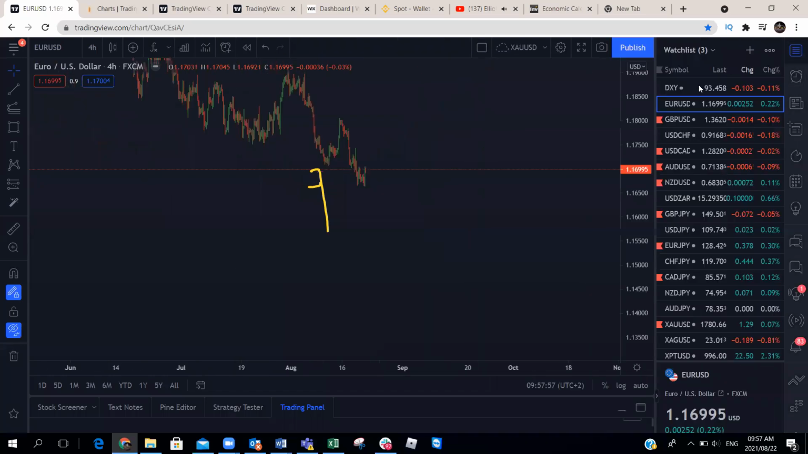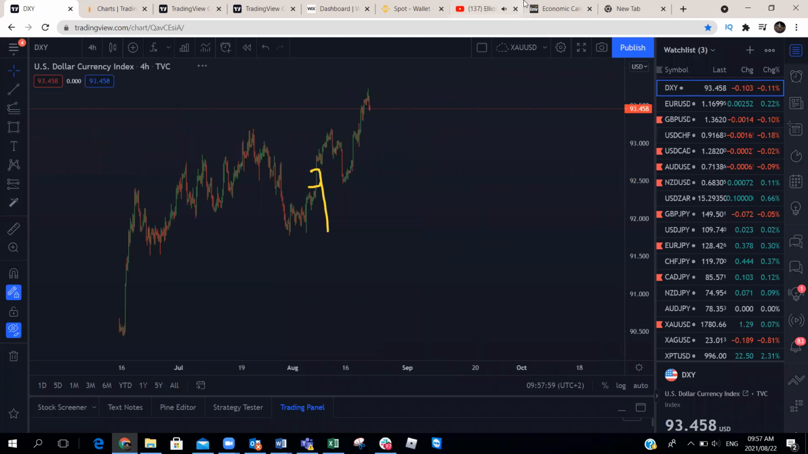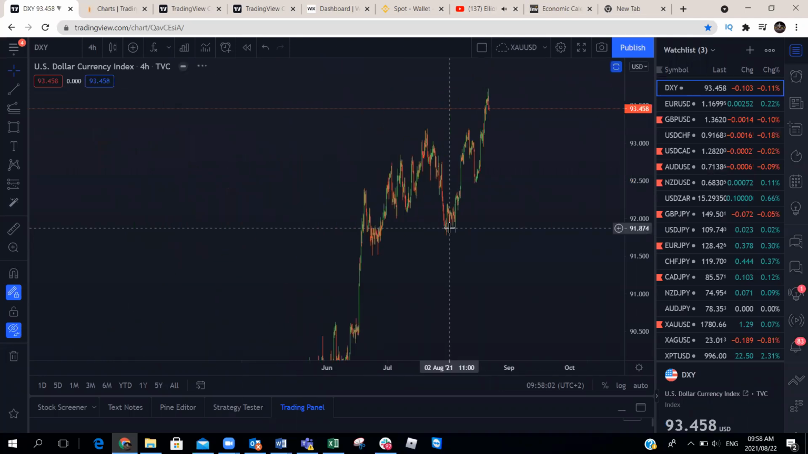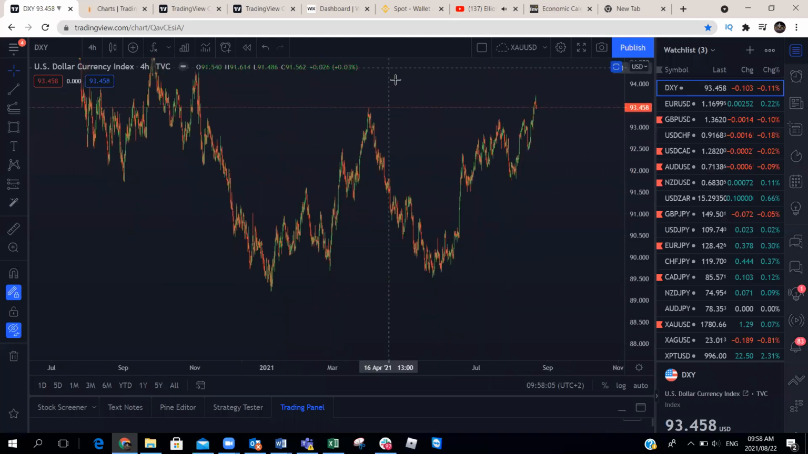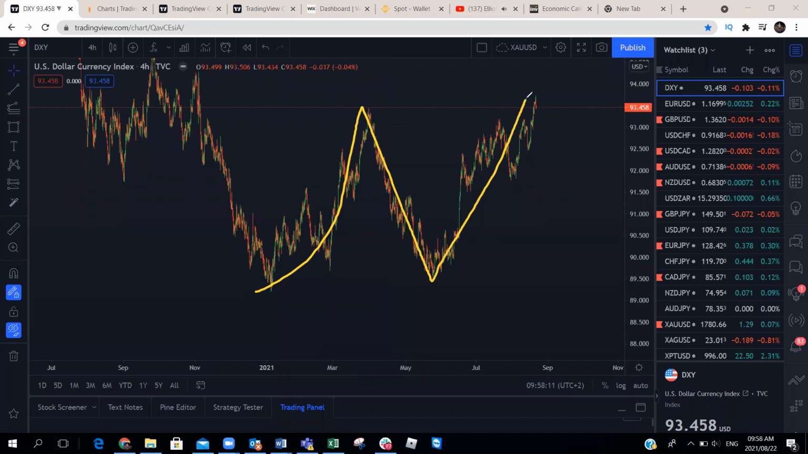Now the DXY, very interesting because the DXY has reached the blue box. If you saw Euro US dollar, it has not quite reached the blue boxes yet, like this one. So let's have a look here. The DXY, the dollar index, has made a 3-wave move, and we have just touched the blue box here. Do we get a reversal?